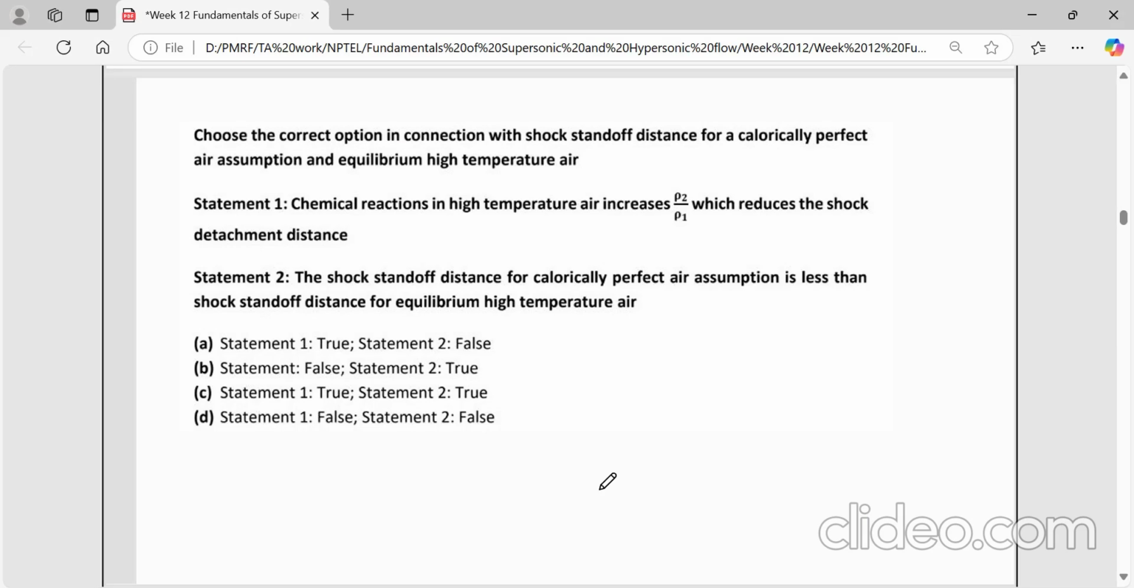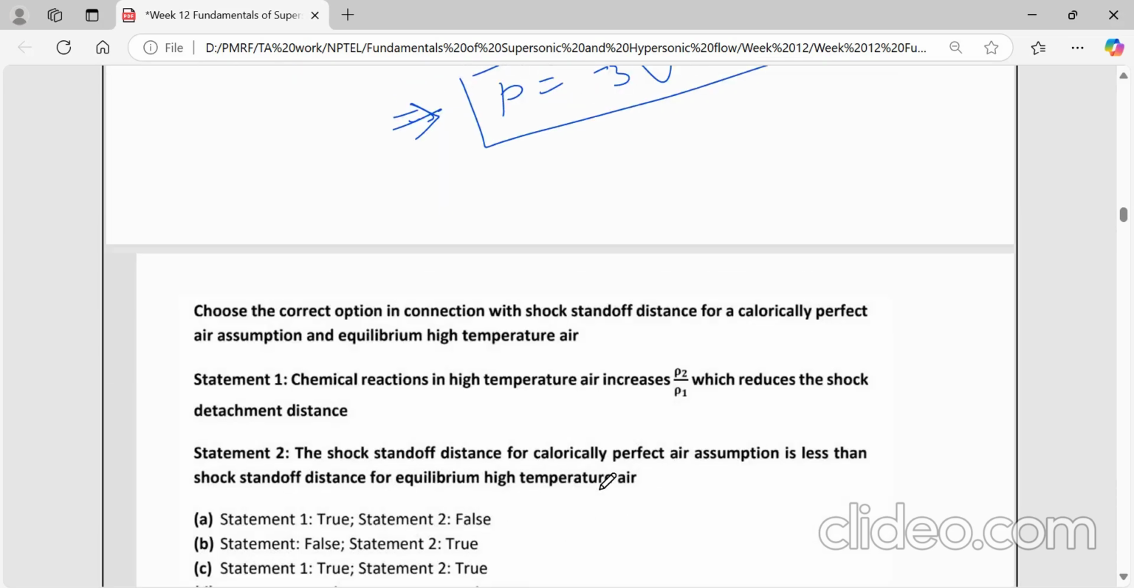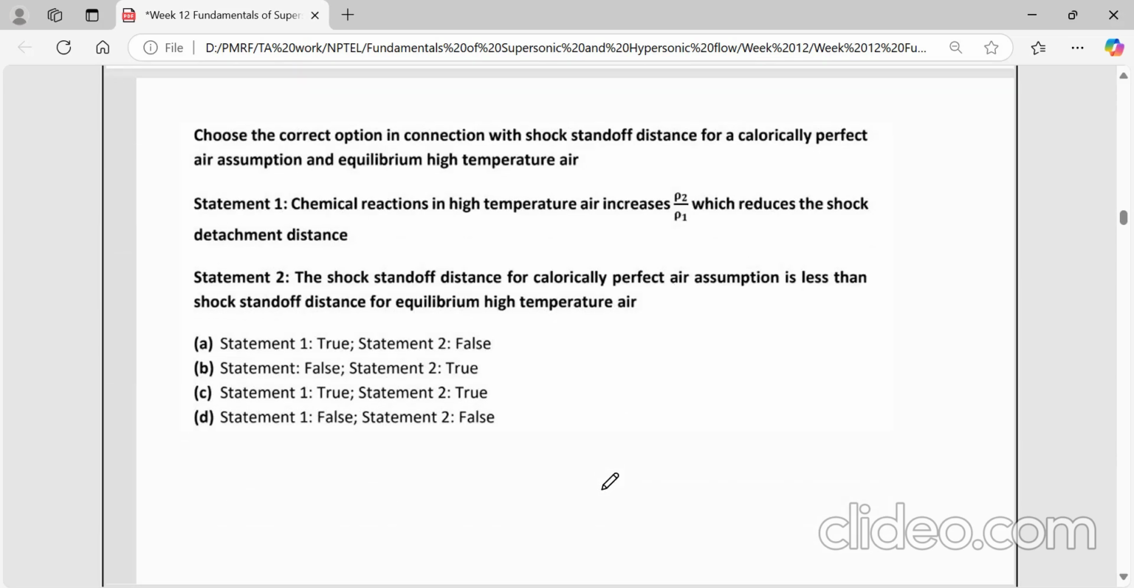Now let's see the next problem. Choose the correct option in connection with shock standoff distance for a calorically perfect gas air assumption, and equilibrium high temperature air. Statement 1: Chemical reactions in high temperature air increase ρ2 by ρ1, which reduces the shock detachment distance. Statement 2: The shock standoff distance for calorically perfect air assumption is less than shock standoff distance for equilibrium high temperature air.